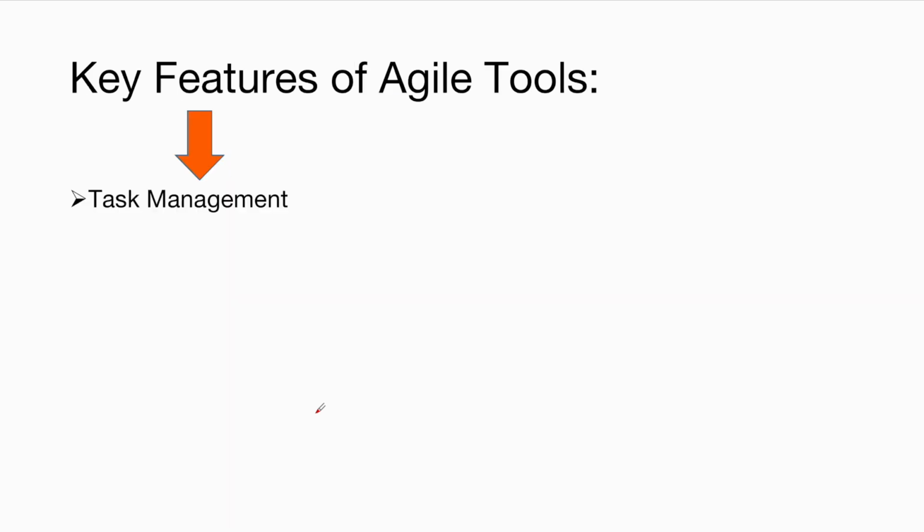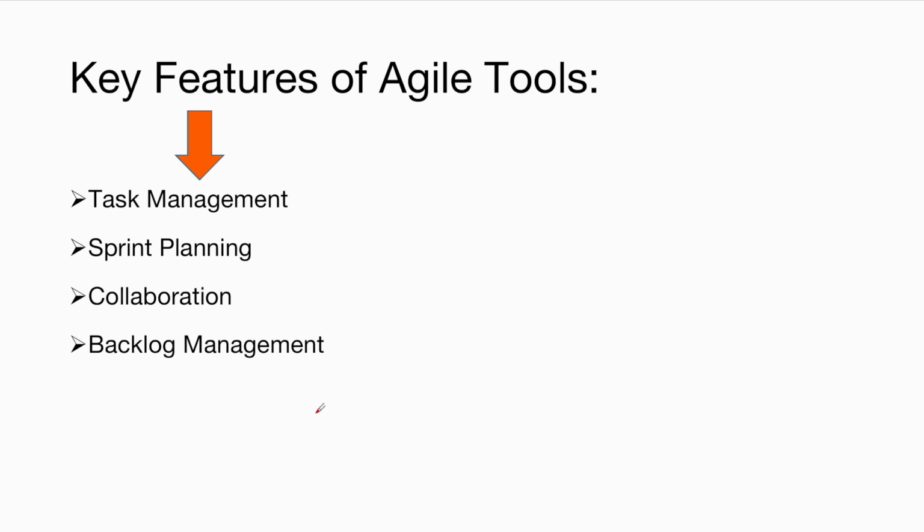Some of the key features of Agile tools are: one is task management. Teams can create, assign and track tasks using these tools. Another key feature is sprint planning. Here it will help the team to organize the work into sprints, which means small time-boxed cycles, and prioritize the tasks. Another feature is collaboration. Agile tools allow team members to share updates, give feedback and communicate effectively. And they also help in backlog management. It means managing the list of tasks or backlogs that need to be worked on in the future.